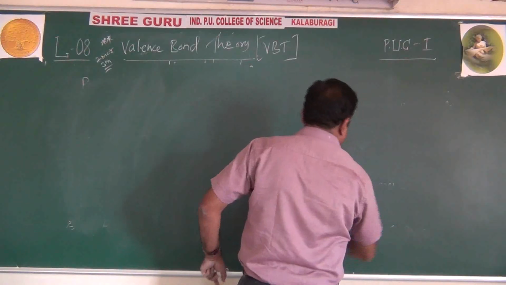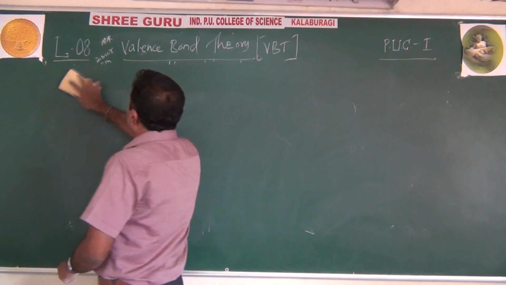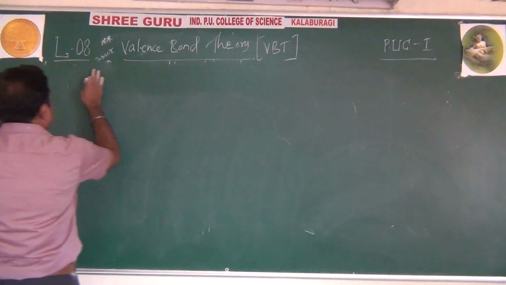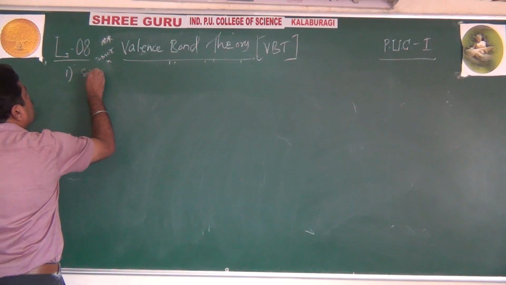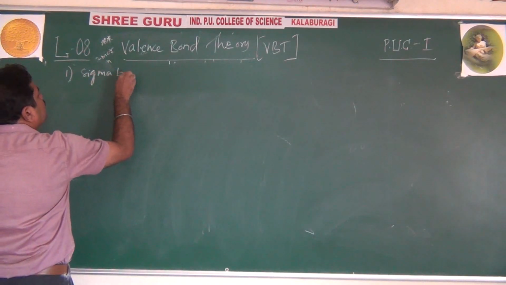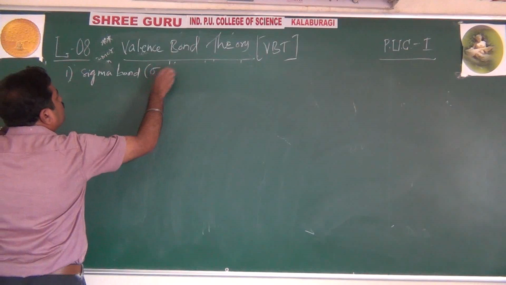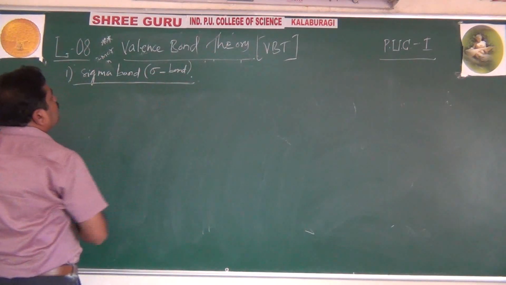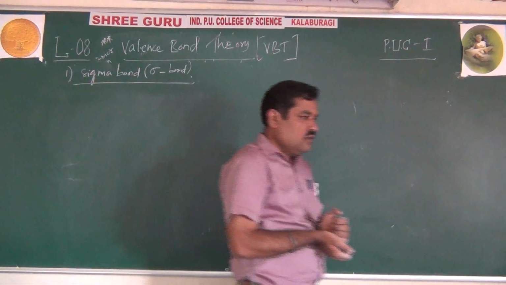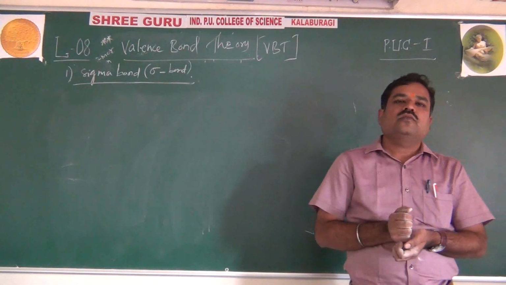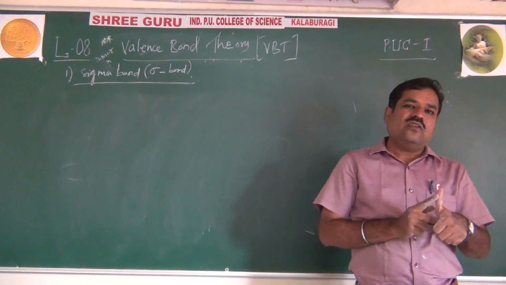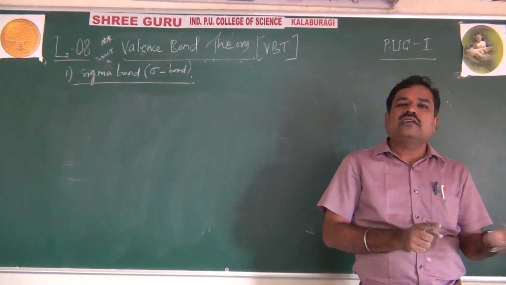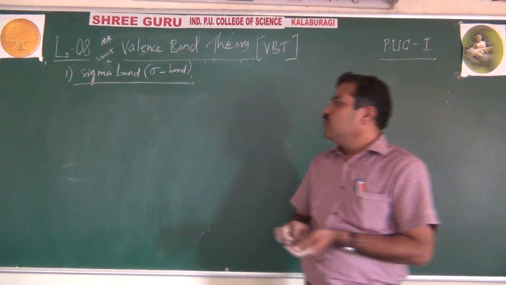Very importantly, what is a sigma bond and what is a pi bond? First one, sigma bond. Symbolically we will write like this. There are 2 types of overlapping in this bond formation. One is called axial or head-on overlapping, that is called sigma bond. Sideways or lateral overlapping, that is a pi bond.